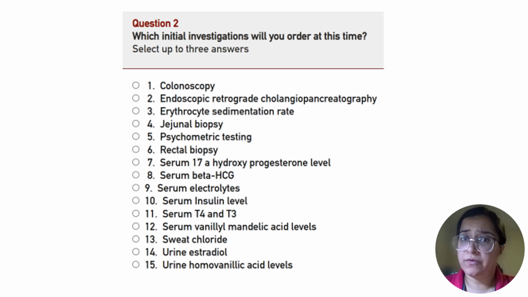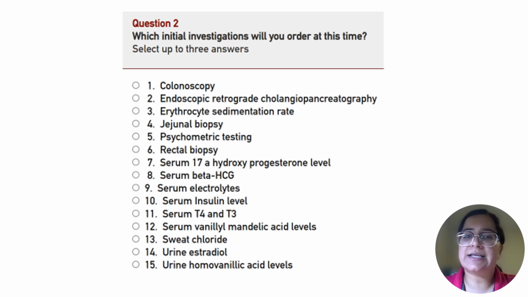Coming on to level 2 of this question: which initial investigations will you order at this time? Select up to three. Now, there might be so many options that I feel are exactly correct. But when they've asked us to select up to three answers, you should stick to three or maybe fewer. Do not go overboard and think that okay, this answer is right, that answer is right, and you end up selecting four or five. And mind it, even if those four or five are right answers, you will be given 0 points because you exceeded the three option limit of the question.